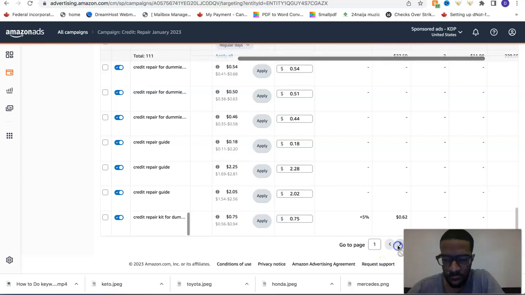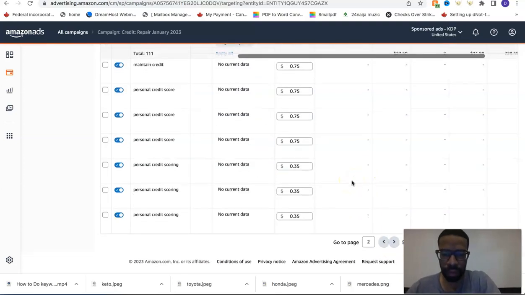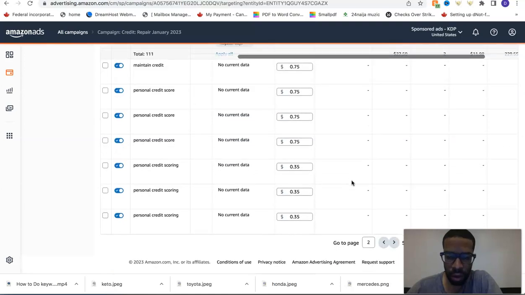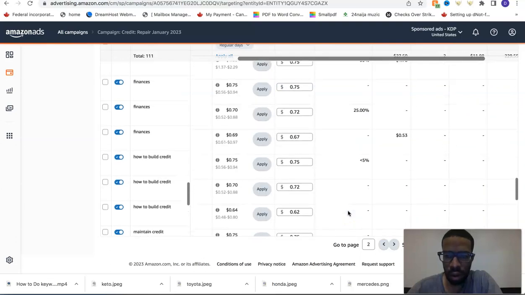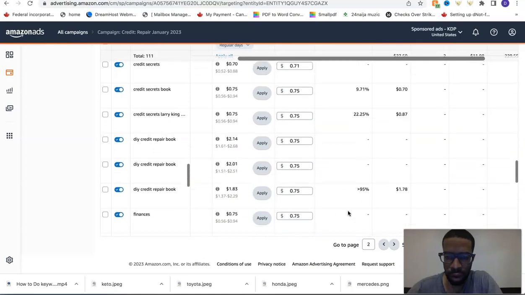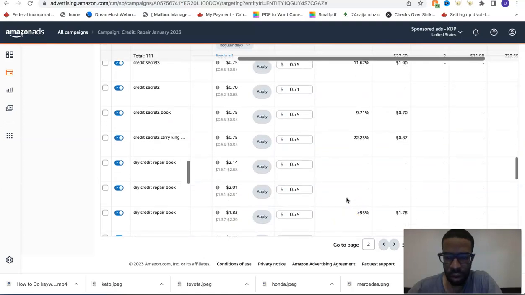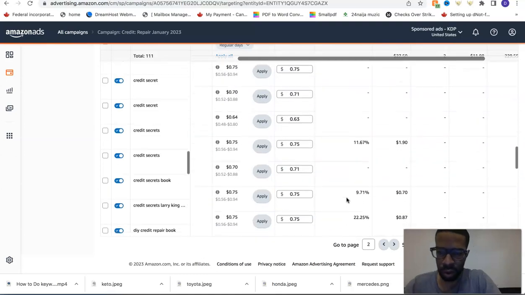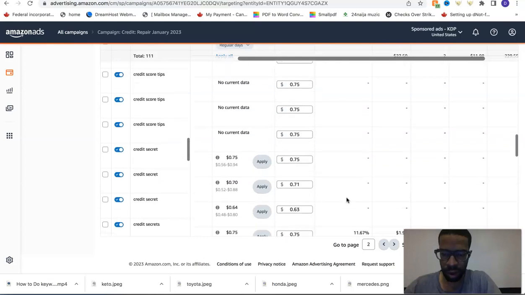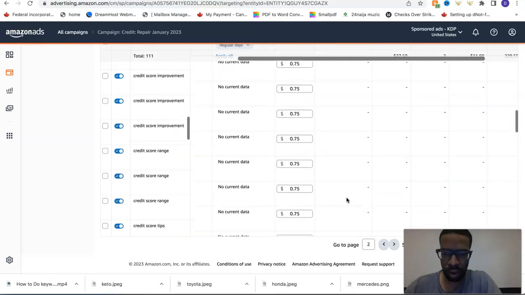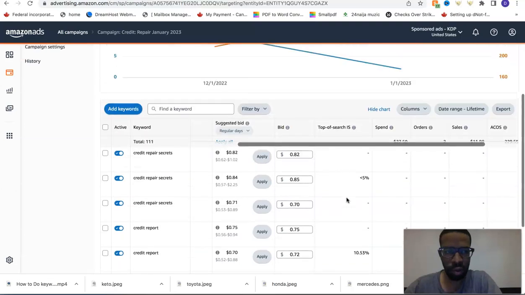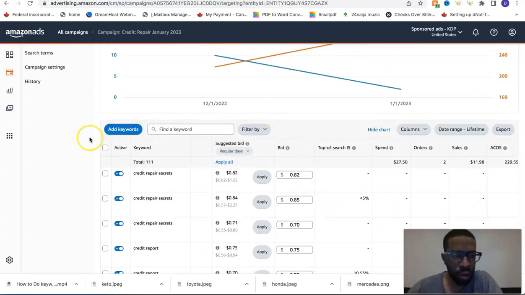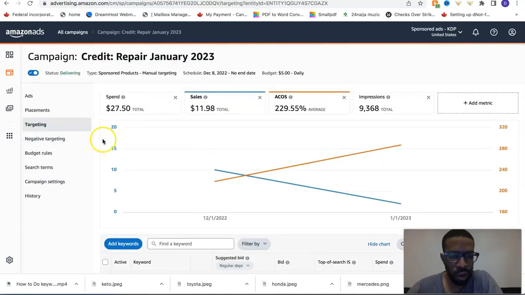Actually, these are not too bad. Let's see what else. So we're finding some money, but nothing's happening. No sales are coming in. So we'll let these run for a couple more days and see if anything changes. But for now, we're going to leave this one. Try to figure out what's going on with this one.